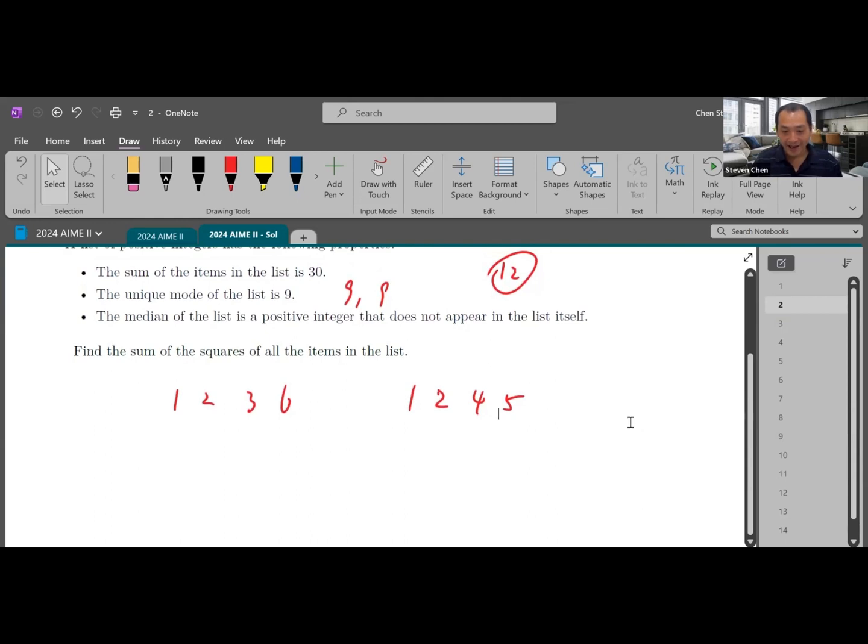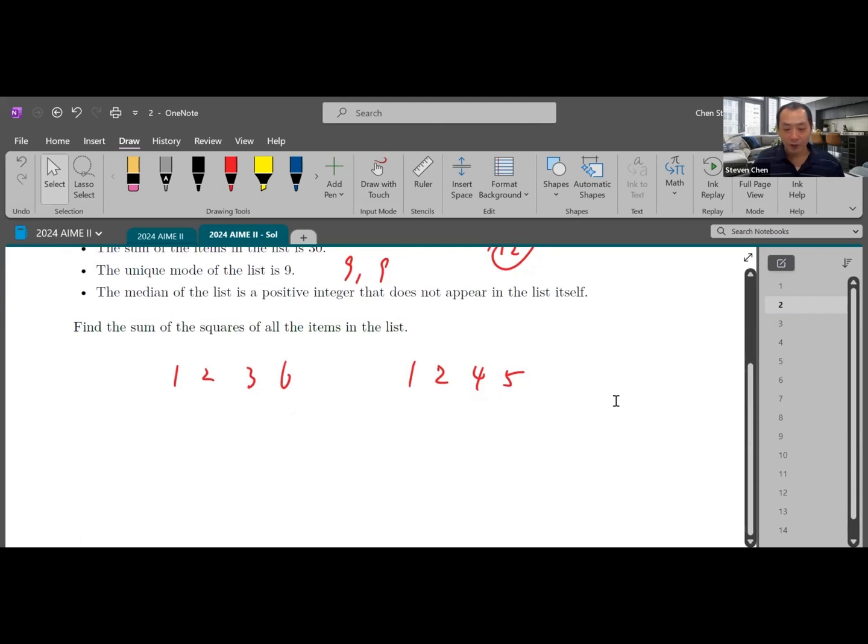So we can't have 4 additional terms beyond 9 and 9. Can we have 6 terms? No way, because for the 6 smallest numbers, the sum from 1 to 6 is more than 12. So to get a sum of 12, we must have 2 additional items. Now we need to look for 2 items such that their sum is equal to 12. So the question is whether the larger number is bigger than 9 or smaller than 9.